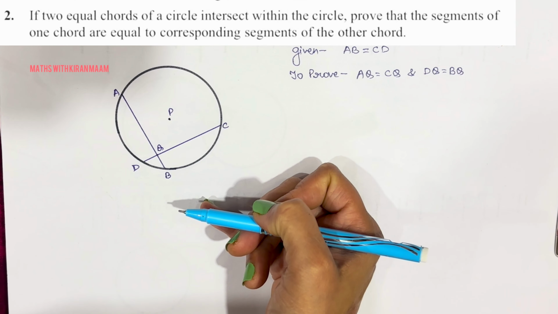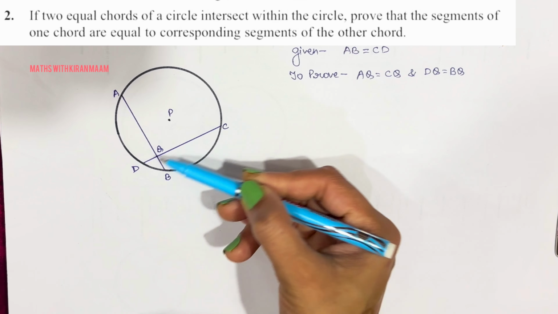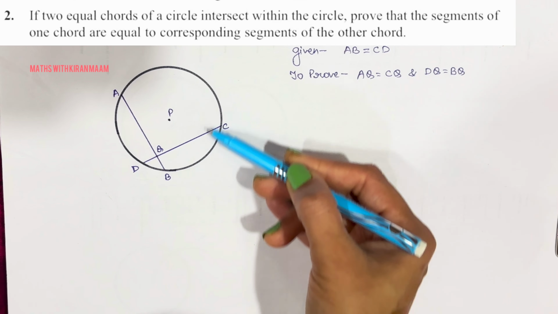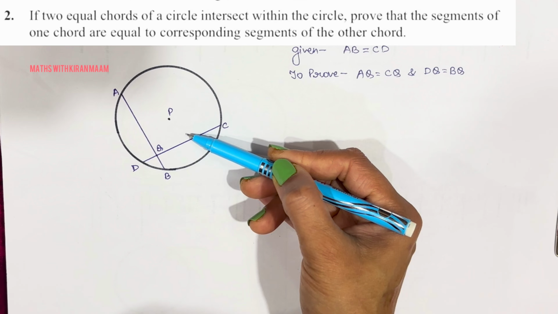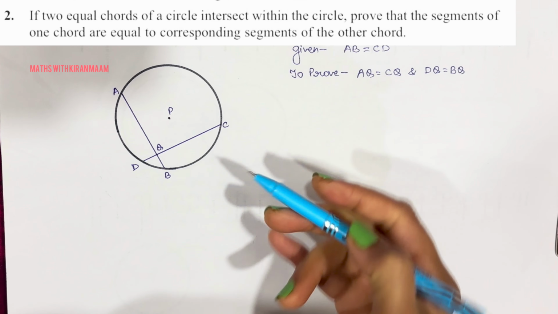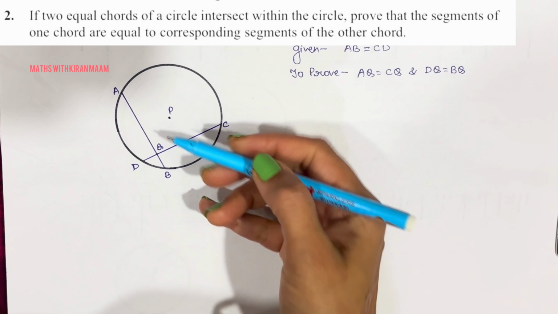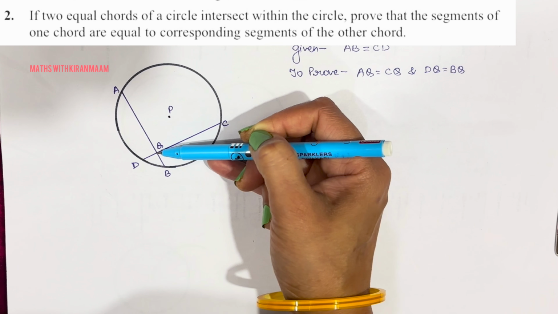Children, here the question is: if two chords of a circle intersect within the circle, means two chords are there and they are intersecting inside the circle. So AB and CD are two chords and they are intersecting at point Q. P is the center. We all know that a line segment is a part of a line. So here segment means a part.